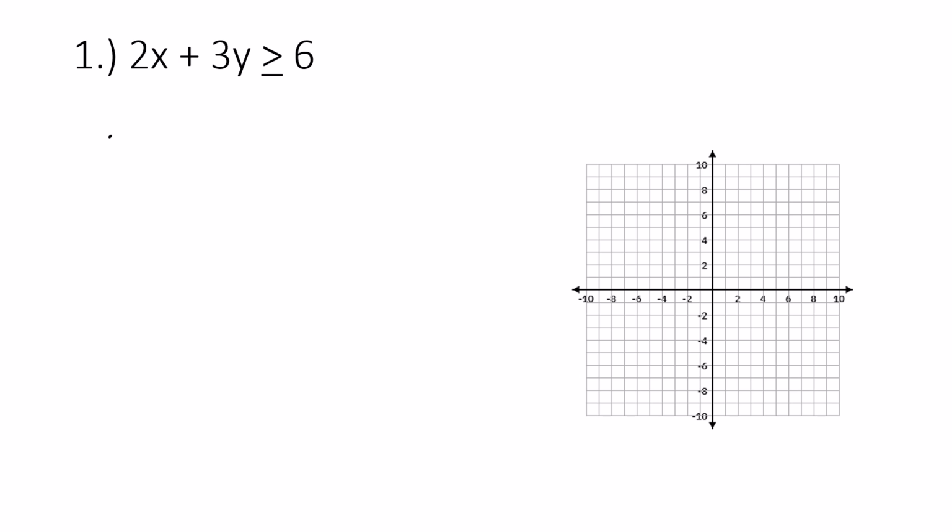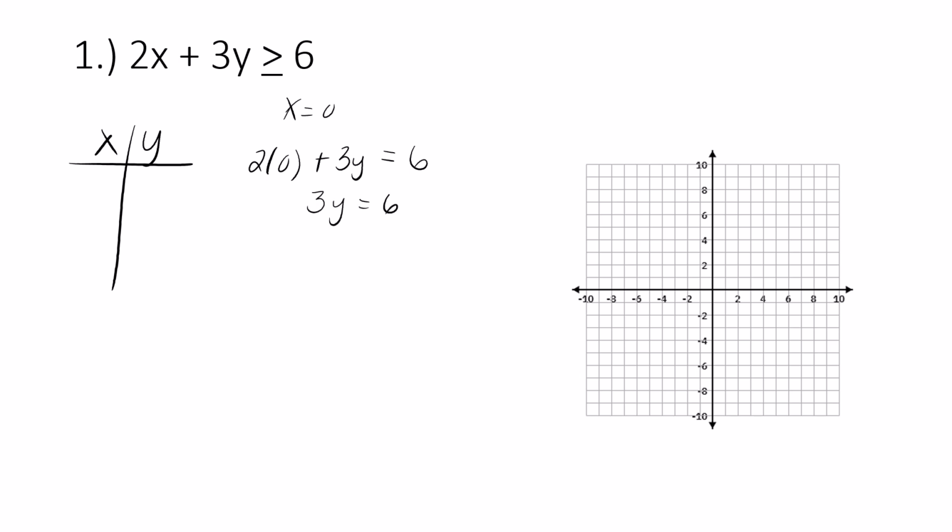So I'll set up my table here. We'll set up the x, y, and I'm going to start with x is equal to 0. I'm actually going to convert that over to an equation, just for the purpose of graphing the line, to find out where the placement of the line is, which is why I'm using the equal sign. I am aware that it is greater than. 2 times 0 is 0, leaving me with 3y, and then we'll divide both sides by 3 to get y is equal to 2. So when x is 0, y is 2.